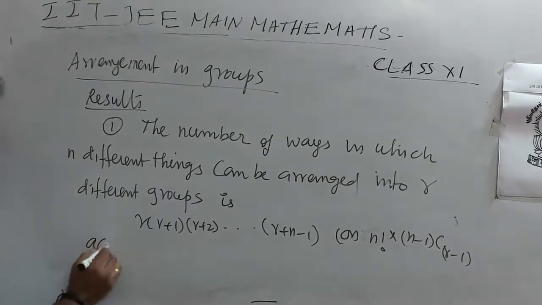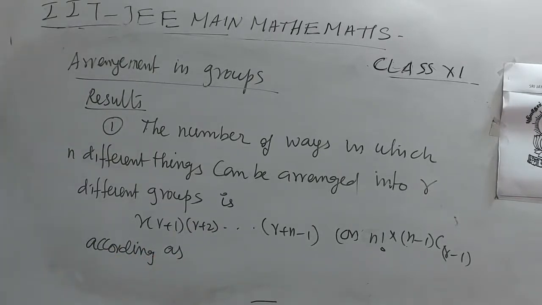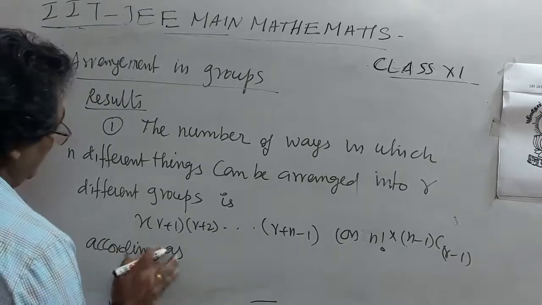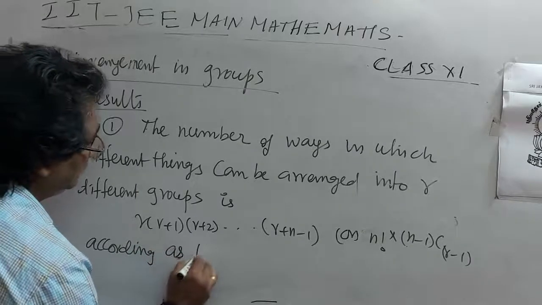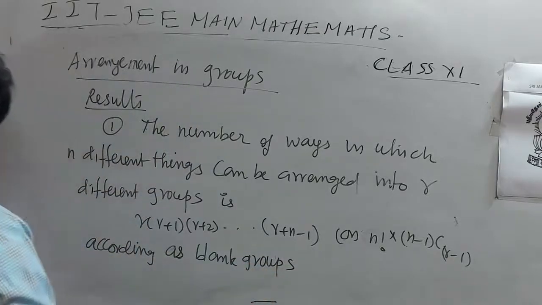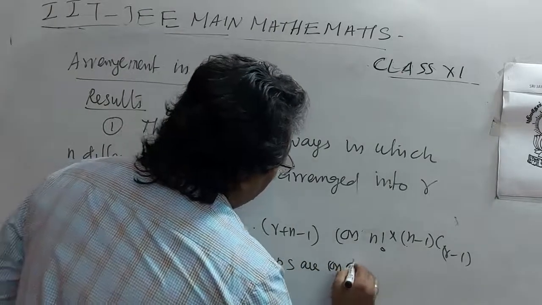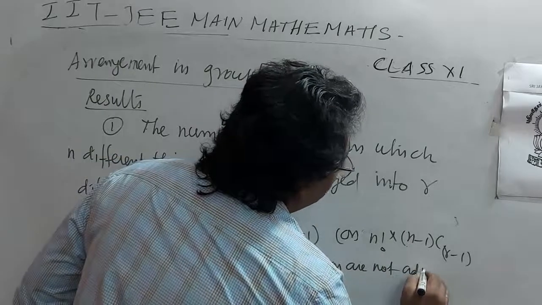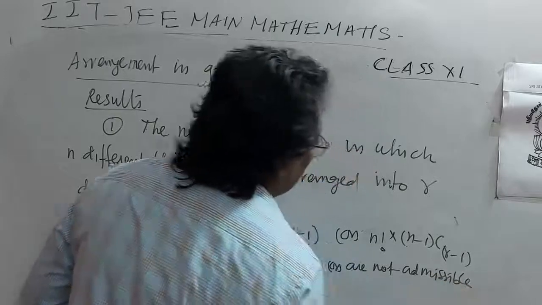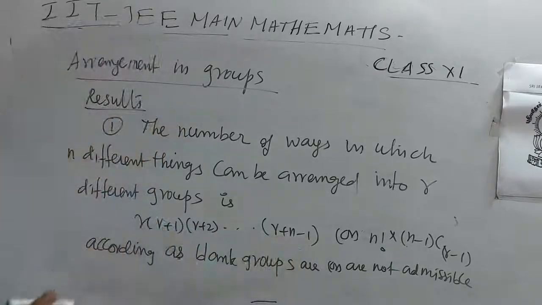According as blank groups are admissible or not. If blank groups are admissible, you can apply the first result. If blank groups are not admissible, you can apply this one.